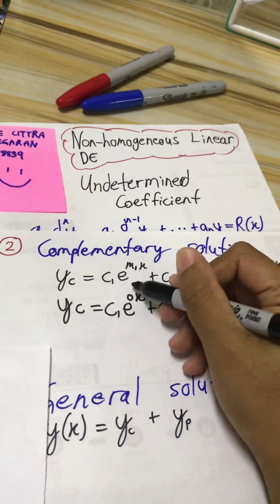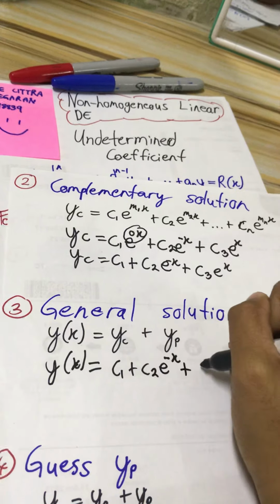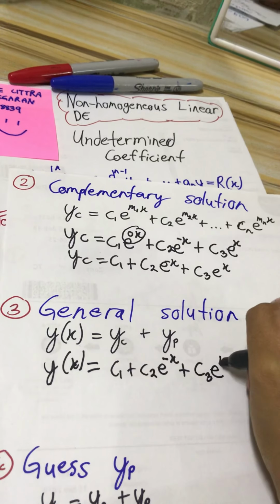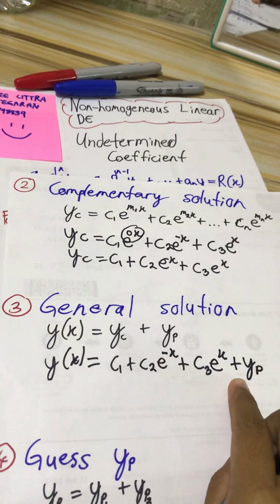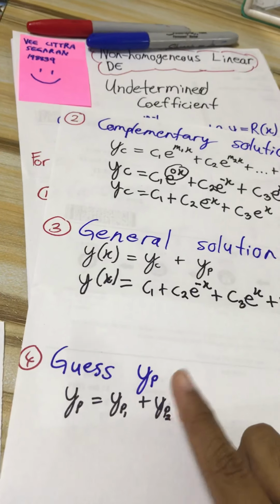And then we move to the next step, where we find the general solution. The general solution is we add the yc with yp. So here we just substitute the yc. So the general solution becomes the function y(x) equal to yc. Here we put c1 plus c2 e power of minus x plus c3 e power of x plus yp. So here we get the general solution, and then we have to guess the yp.